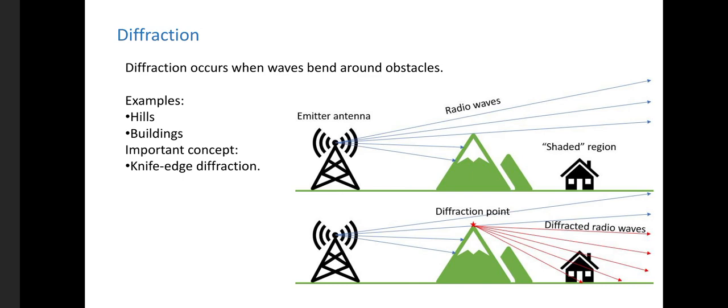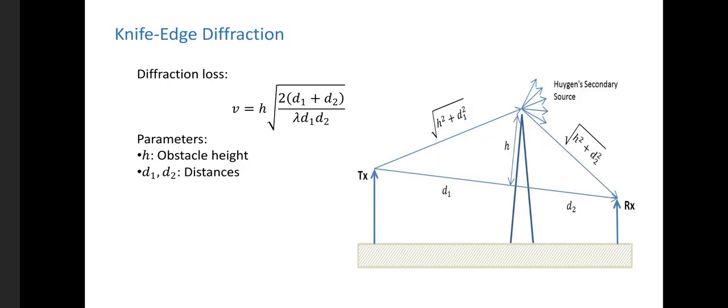The emitter antenna, the shaded regions: there are no waves between the mountain and your receiver. The red color arrow marks are diffracted radio waves. These can be due to hills, buildings, and the important concept here is the knife edge diffraction model. This is your knife edge diffraction. The diffraction loss is given by h into square root of 2 into d1 plus d2 by lambda d1 d2. The parameters: h is the obstacle height, d1 and d2 are the distances, and you can see the Huygens primary wavelet and secondary source.